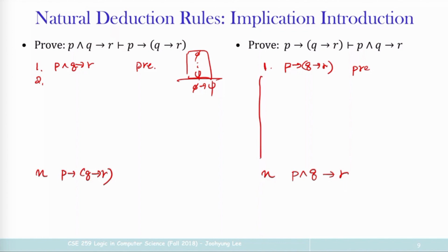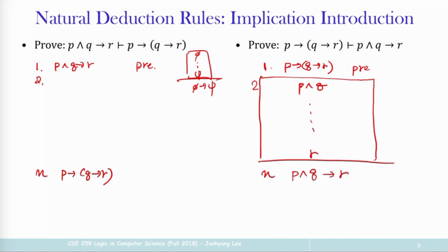We need a box. And in the box, what can you fill in? Yeah, P and Q: phi becomes the first line of the box, and the last line is R. So this box is, say, temporarily assume that P and Q is true, and if we can derive R, then we are done. Now what we don't know yet is how can we get from line 2 to line n minus 1. We don't know the middle, but we can fill it.